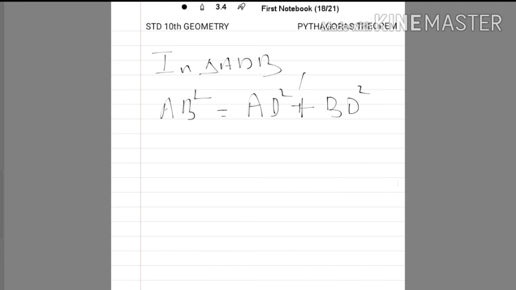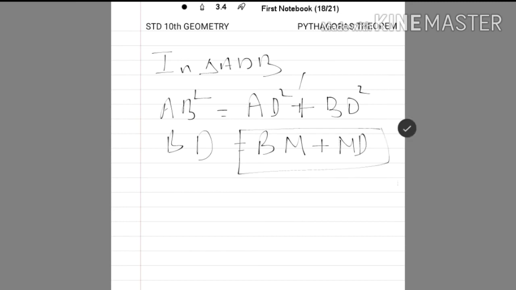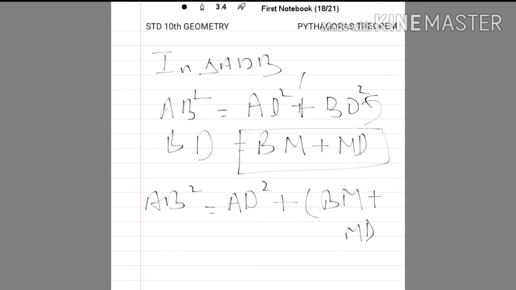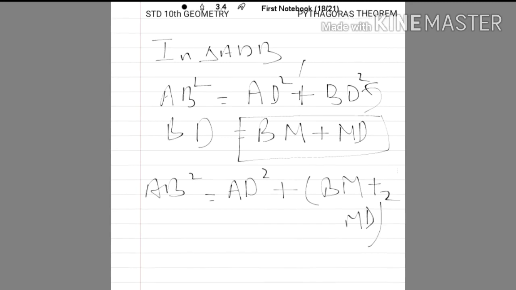Collinearity means the 3 points lie in the same line. So let's see. First thing is BD is equal to BM plus MD. Now substituting this value of BD in this equation, we will get AB square is equal to AD square plus, after substituting, BM plus MD whole square. Don't forget the square, okay?